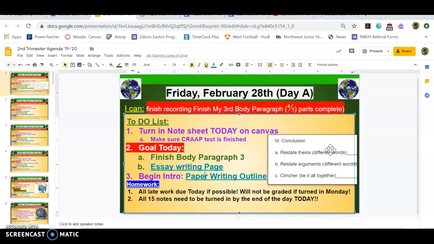So with that being said, good luck. Hopefully you are 4/5 of the way done with your paper by the end of the day today. Make sure that you turn in any missing work, actually all missing work, and your note sheet by the end of the day today so that I can grade them for Monday.